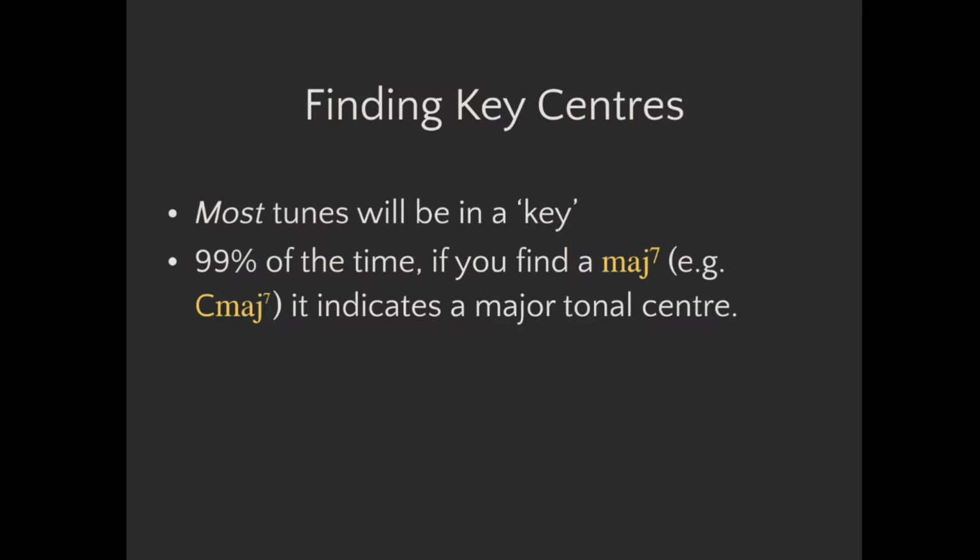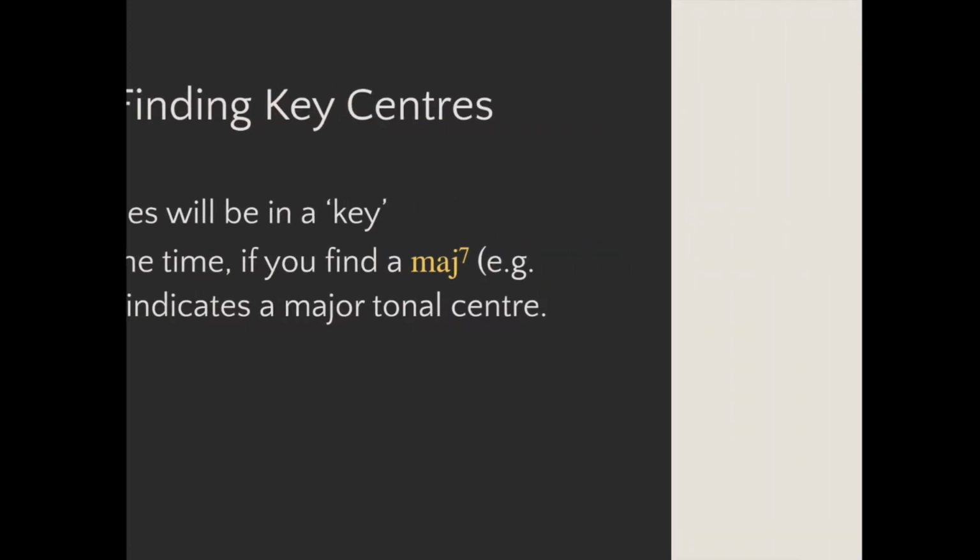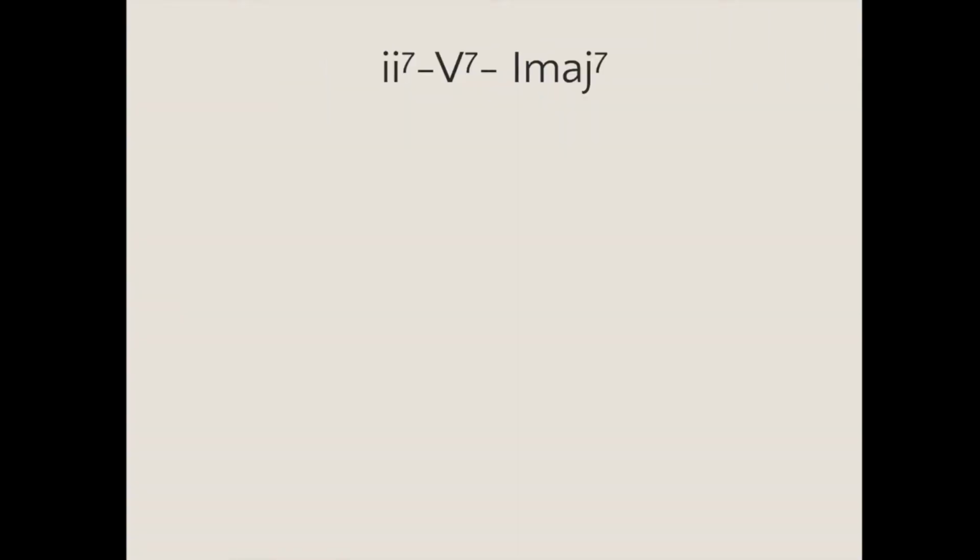99% of the time, if you find a major 7, e.g. C major 7, it indicates a major tonal center. The 2 minor 7, 5 7, 1 major 7 sequence is one of the most important sequences in jazz theory. Understanding it and being able to identify it will give you access to hundreds of jazz tunes.